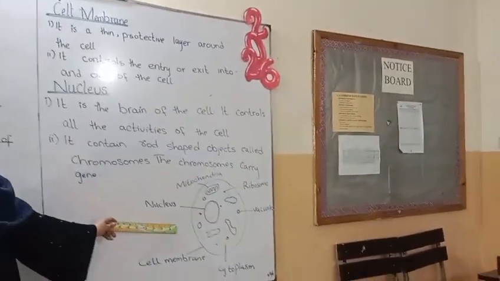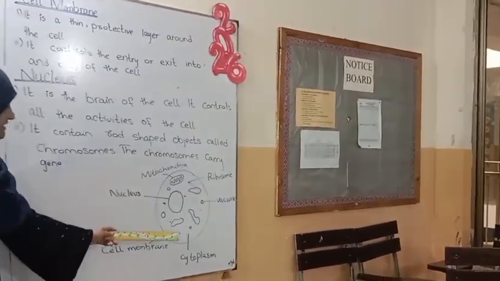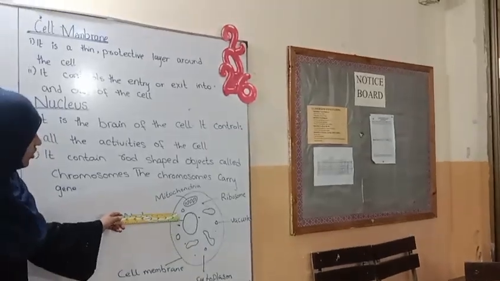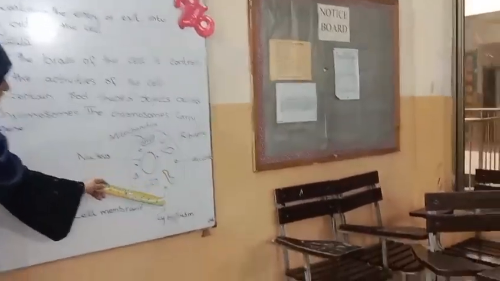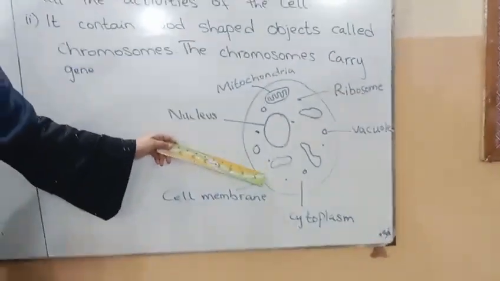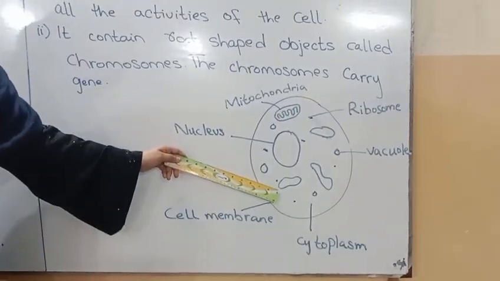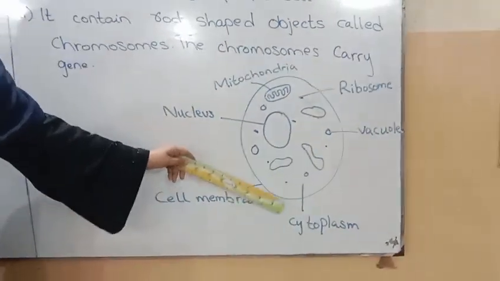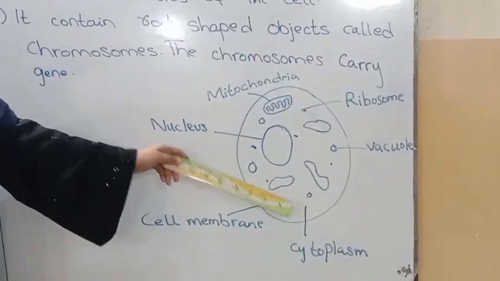This is the structure diagram of an animal cell. All these areas are covered with cytoplasm. Many chemical reactions also take place in these areas. These are the cytoplasm, the jelly-like structure.